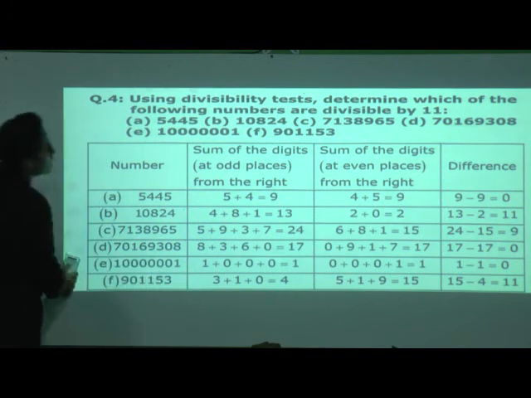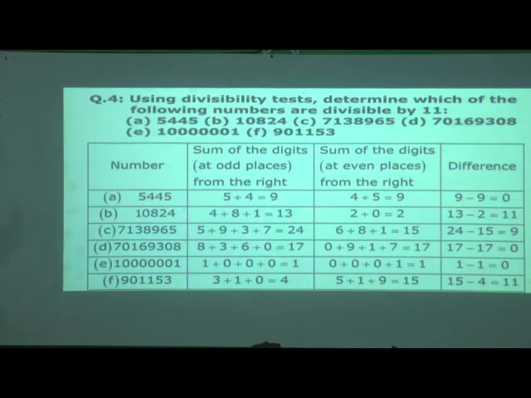So this was the example. By using the divisibility test, we have determined whether the following numbers were divisible by 11 or not. If we get the difference as 0 or 11, we can say that the number is divisible by 11.